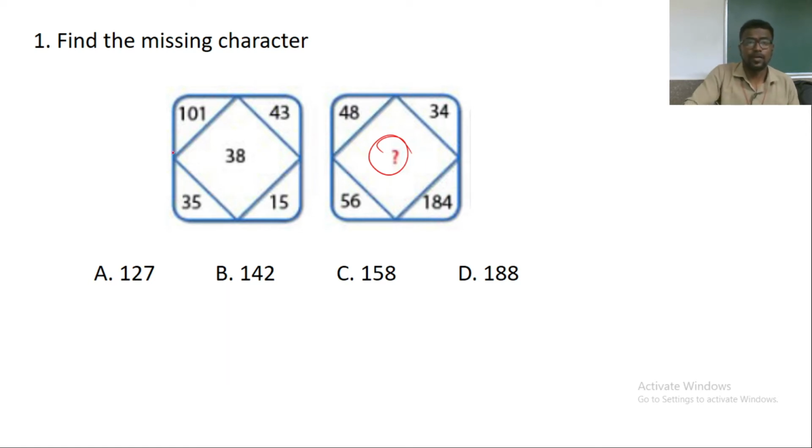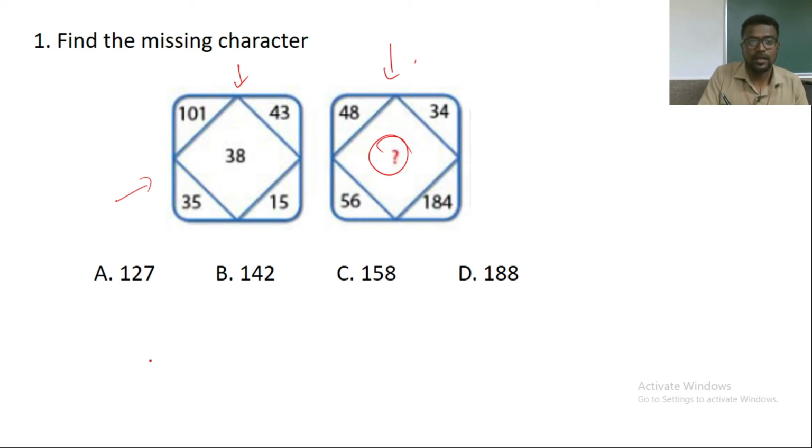So we have two square boxes. Here is a complete box filled with numbers, and in the second box we have a question mark. With the first complete box we have to find the logic, and with that logic we have to find the answer for the question mark in the second box. So let's give it a try.